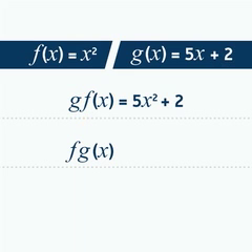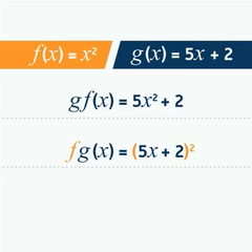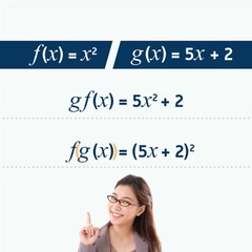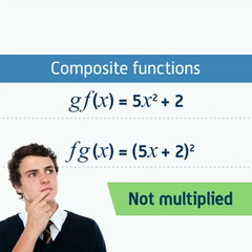To find fg of x, we apply the g function first to get 5x plus 2. Then we apply the function f, which means squaring. fg of x equals 5x plus 2 squared. Notice we haven't written one of the pairs of brackets. Remember that composite functions look as if they are in the wrong order, and that they are not multiplied.